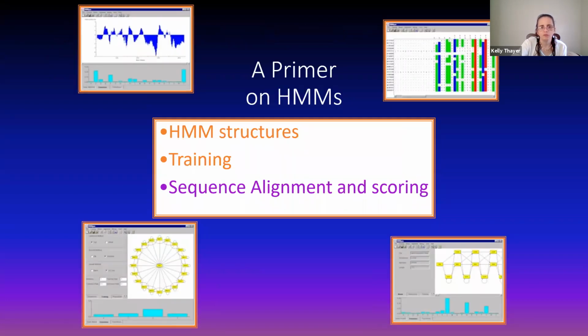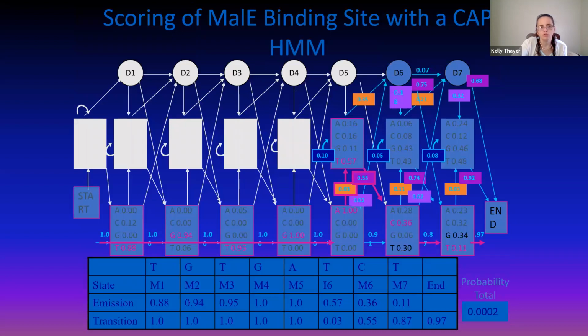So finally, the next thing we want to talk about is sequence alignment and scoring. As I mentioned before, they are in fact intertwined concepts because the alignment is going to determine the scoring. When we're doing scoring, we're doing almost exactly the same thing that we were doing during training, but the major difference is that we don't allow the probabilities to update as we go through.